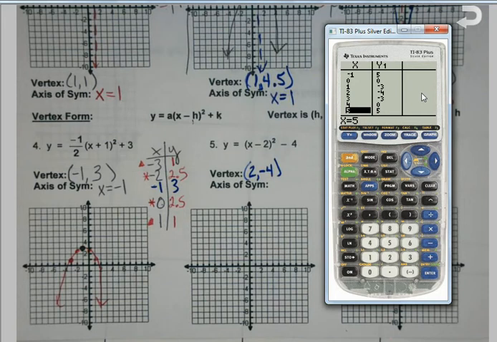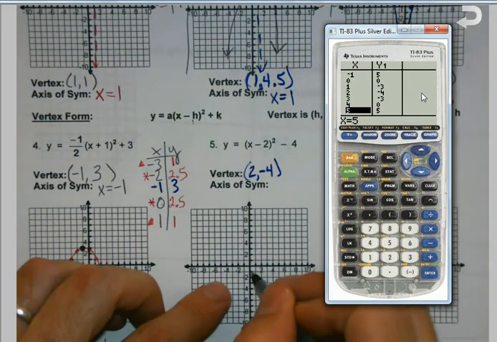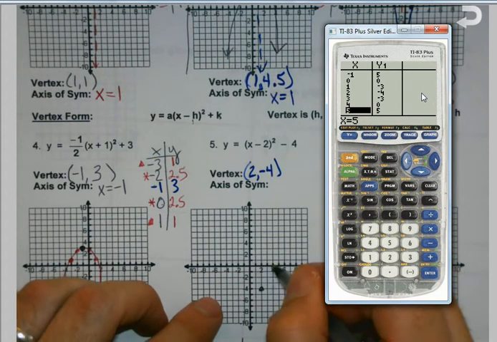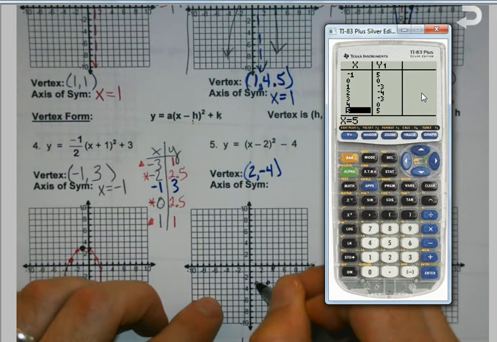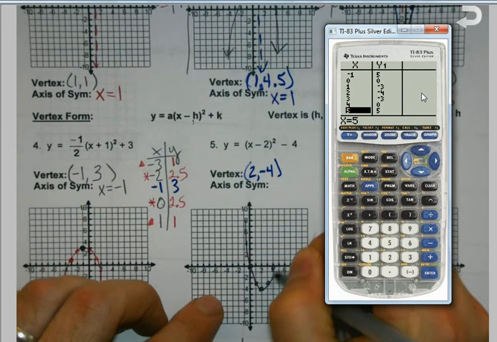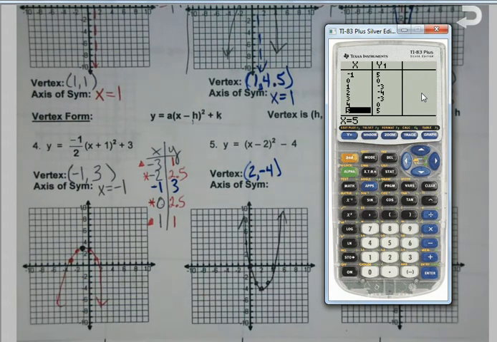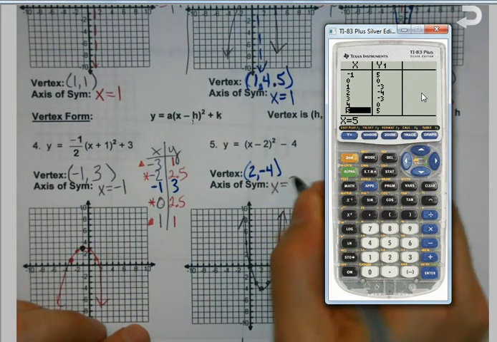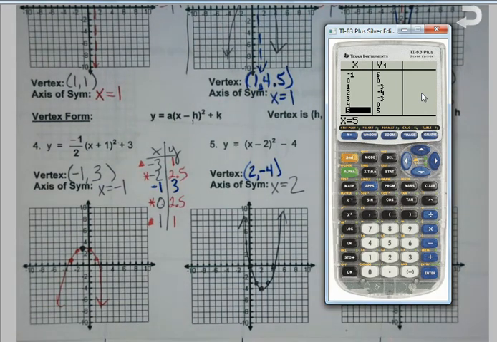And now for the rest of it, well, shoot, I'll be perfectly honest, I don't even think I need to write the other numbers down. I'm just going to plot them. So let's see, 4, 0, 3, -3, 1, -3, 0, 0. And my axis of symmetry is just the x value of my vertex, and I'm done.